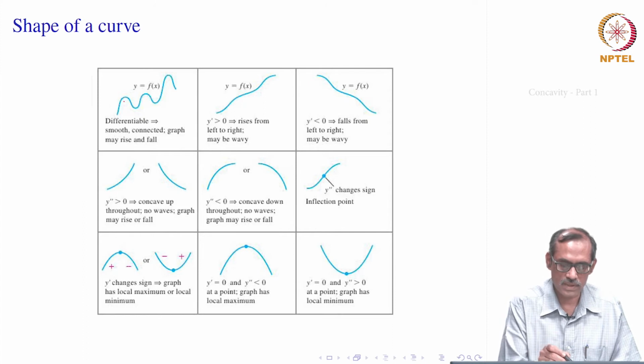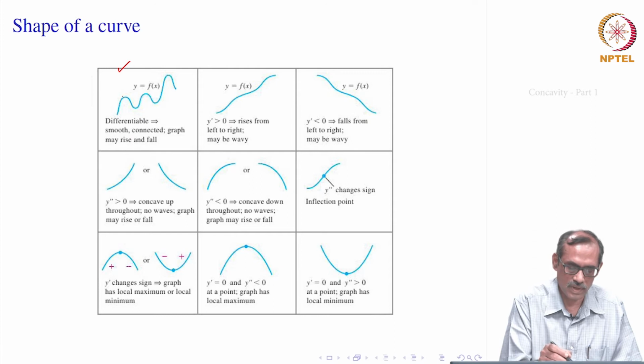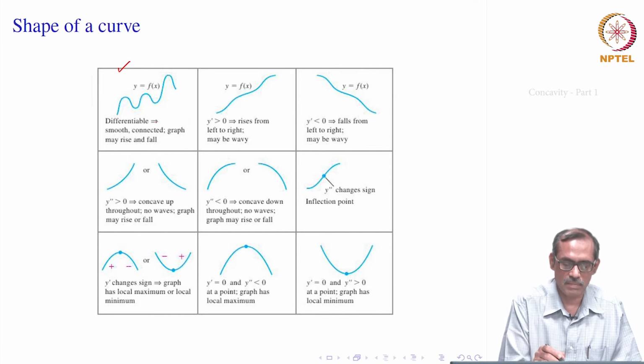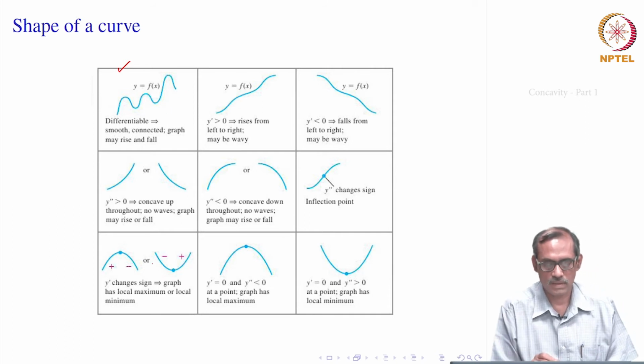Suppose the curve is y equal to f of x. First look at the first picture here. Once it is differentiable, of course, it is differentiable everywhere as it looks, there are no corners and it is smooth, you can differentiate one more time and there is no break anywhere. So, the graph may rise or fall, something can happen. In general, it might look something like this.